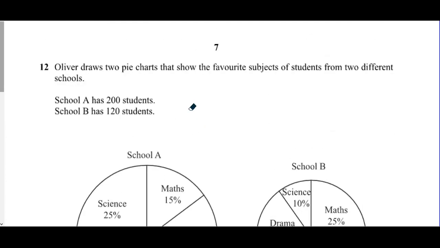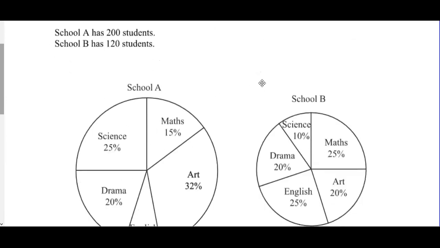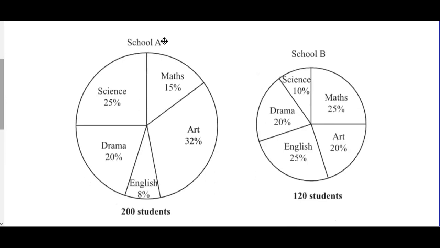Now this pie chart is talking about Oliver. Oliver draws 2 pie charts that show the favorite subjects of students from 2 different schools. So we have school A, which has 200 students, and school B, which has 120 students. Now, what is the question?